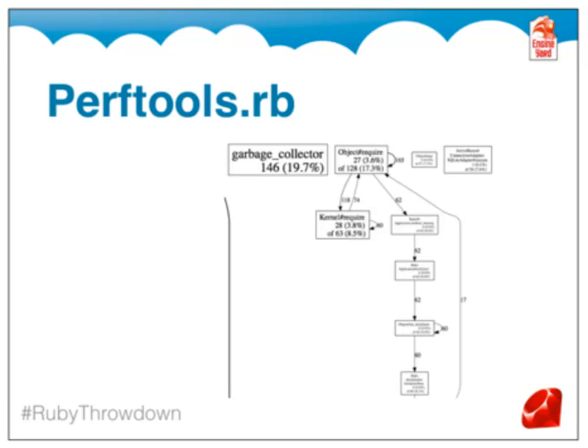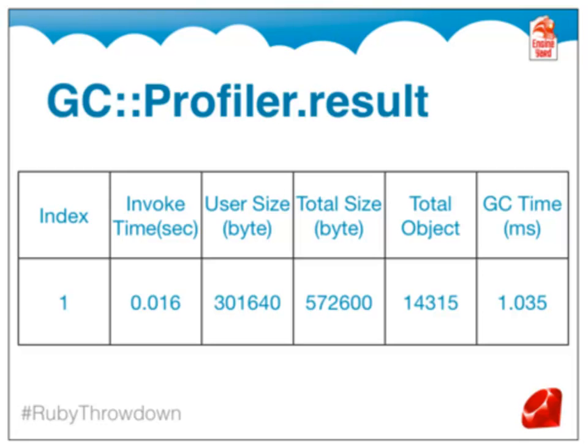But basically, with PerfTools.RB, you get a graph that looks like this, and you can see how much time you're spending in a particular method, and how much time you're spending in those methods' children, etc. Next slide. So when you're using the GC profiler, this is the kind of information you can get, like number of times the garbage collector was called, amount of bytes used in memory, total number of objects, amount of time spent inside the garbage collector itself, etc.